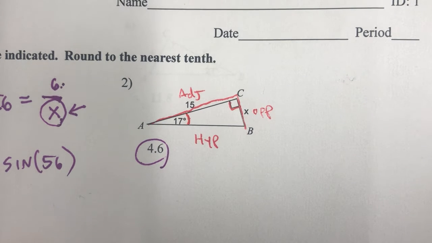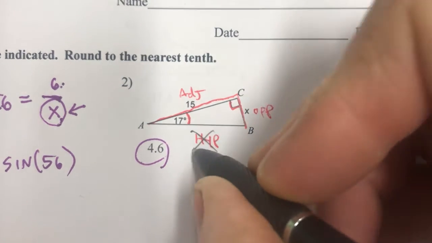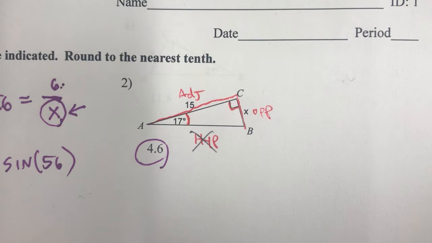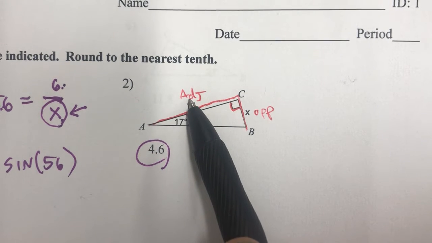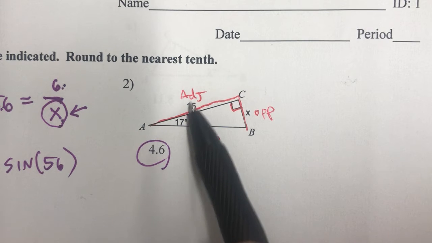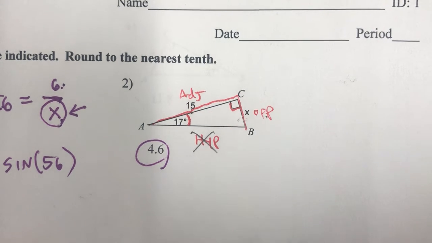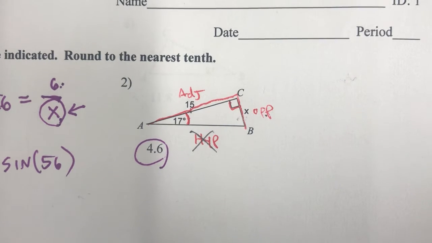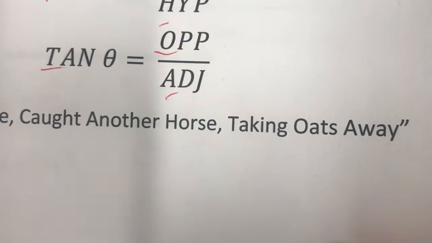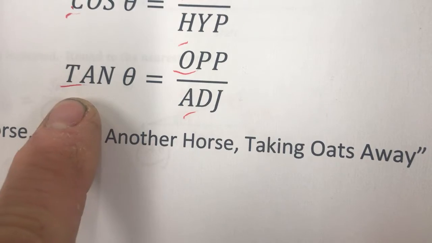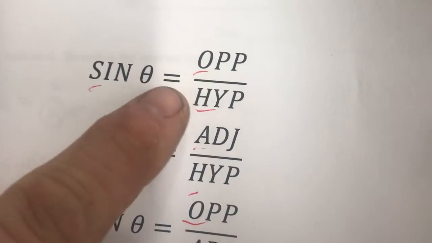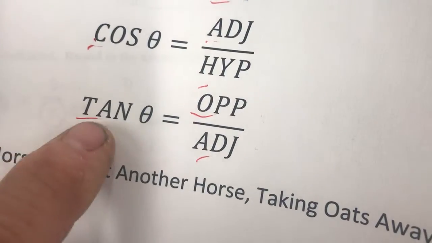Now, when I label these sides, one of these sides is unimportant in this problem, which is down here, the hypotenuse. There's nothing there, so that side is unimportant. We're not even going to bother with it. We are concerned about the adjacent, which is 15 here, and the opposite, which is what we're trying to find. Going back to our trig ratios, the adjacent and the opposite, that's tangent. That's the only one that has adjacent and opposite. So this is a tangent problem.